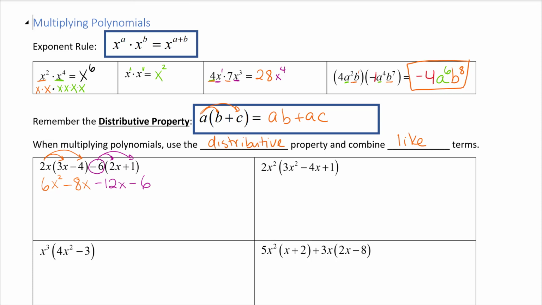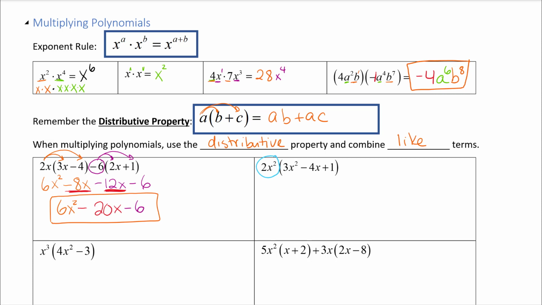At this point, I'm going to combine like terms. The only two like terms I see are the x terms. Negative 8x minus 12 more x. When I add those, I'm getting negative 20x. The minus 6 comes down, and the 6x squared also comes down. So my final answer is 6x squared minus 20x minus 6.